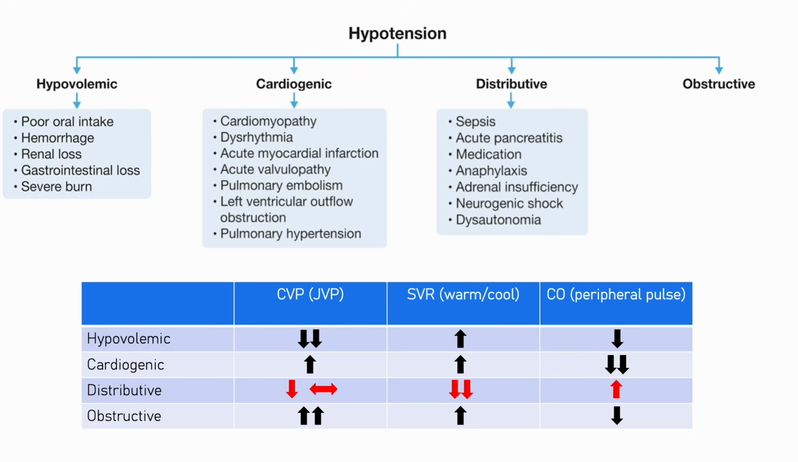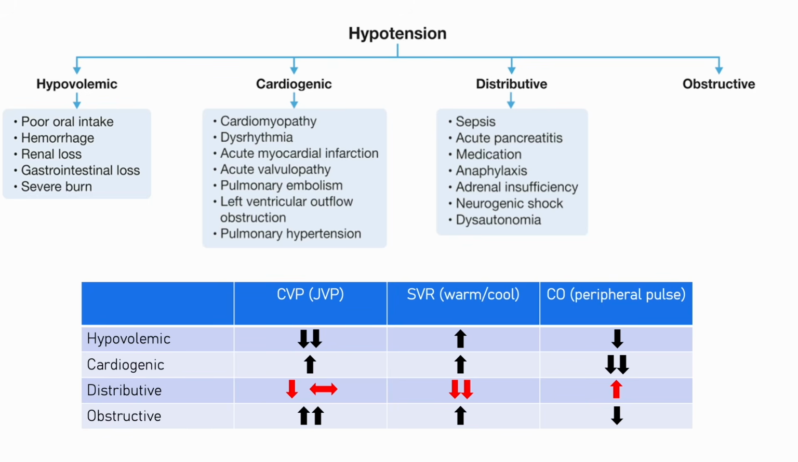Anaphylaxis produces a similar effect through massive histamine release, leading to vasodilation and increased vascular permeability. Certain medications, particularly vasodilators or sedative agents, can also reduce vascular tone. Adrenal insufficiency can impair the body's ability to maintain vascular tone in times of stress, leading to hypotension.